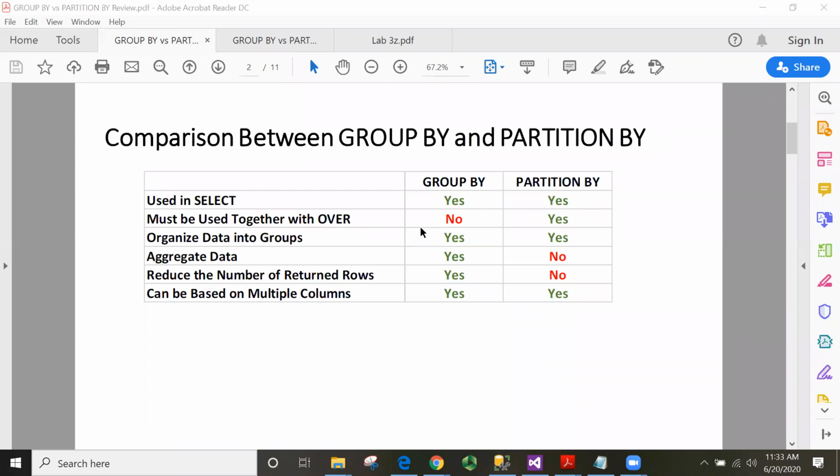We use group by and partition by for grouping data together when we do analytics and data analysis, right? They both organize data into groups. Like you want to find out the most popular product for each month of 2010. You want to find out the best performing salesperson for each sales territory. So you need to group your data before you can do that, right?